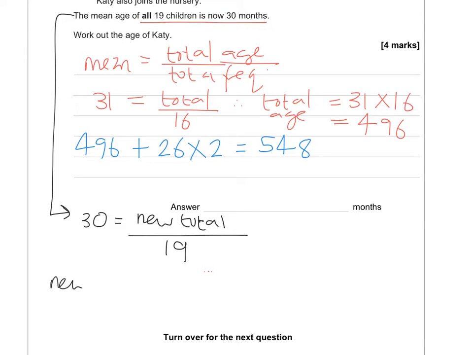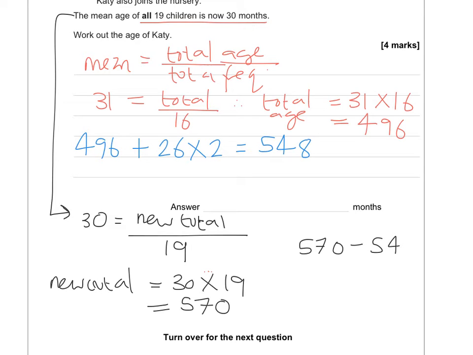The new total age then equals 30 multiplied by 19, which comes to a value of 570. Now this 570 includes Katie as well, so to work out Katie's age we simply have to do 570 take away 548, which is the total age of the original 16 children plus the twins but not Katie. 570 take away 548 gives us 22 months, which is Katie's age.